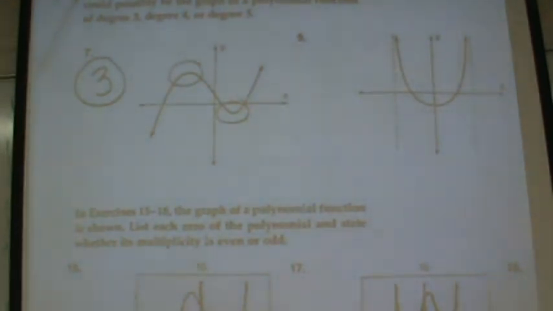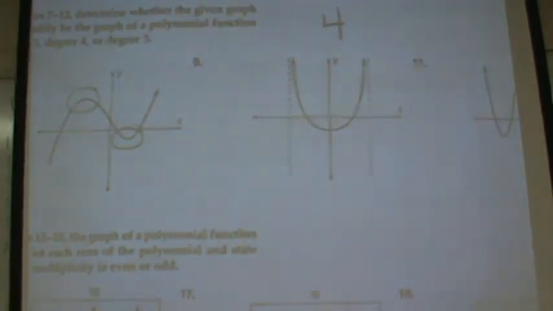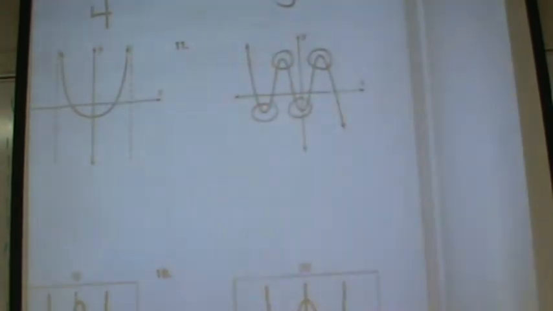How about number 9? Would you say a 3, a 4, or a 5? A 4. Can it be a 5? No. Could it be a 3? No, because the left and the right do the same thing. And how about 11? Is it odd or even? Odd. Could it be a 3? Why not? 1, 2, 3. We have 4 of these, so you have to add 1. So the degree of this would be a 5. It's not going to be a 4 because left and right are doing opposite things. Okay?